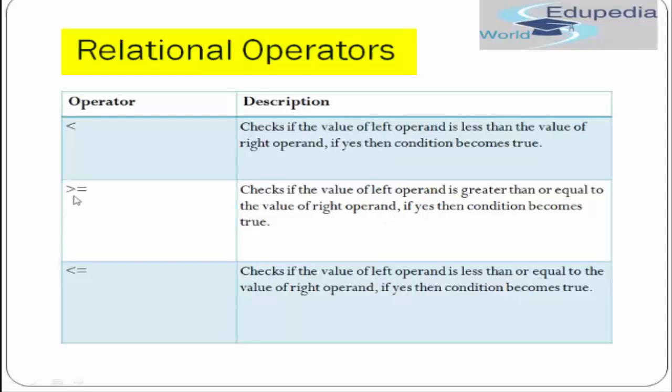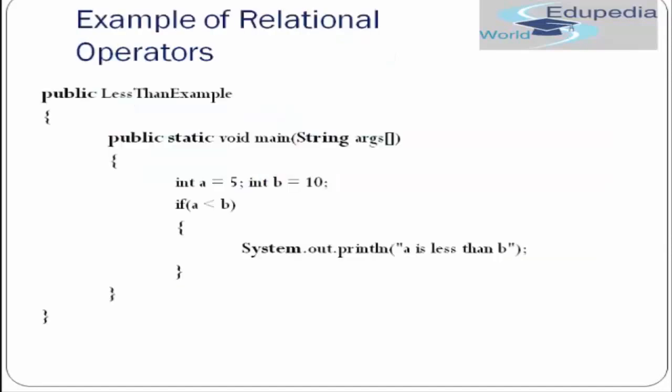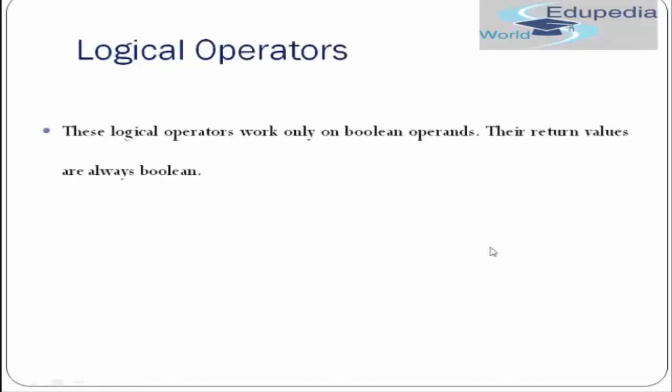So this operator stands for greater than or equals to, and this operator stands for less than or equals to. If any of these conditions is true, either it's greater or it's equal, then the value will become true. Similarly, if it's less than some particular number or equal to that number, then also the value will become true. This is a simple example where we are performing the less than operator: if A is less than B, A is 5 and B is 10. So it will print 'A is less than B', which is true in that case.